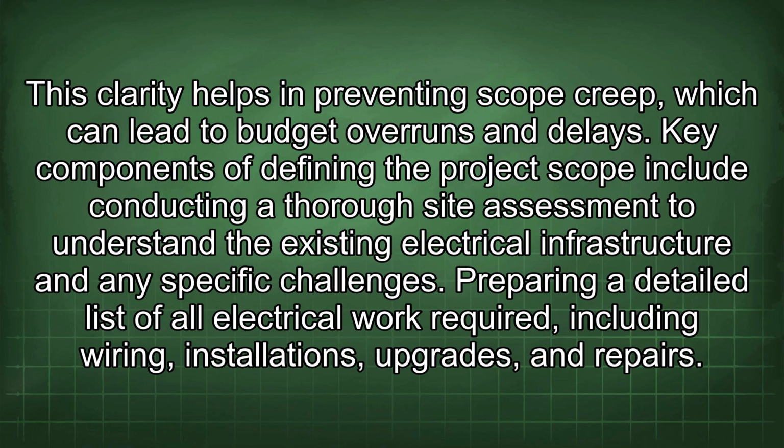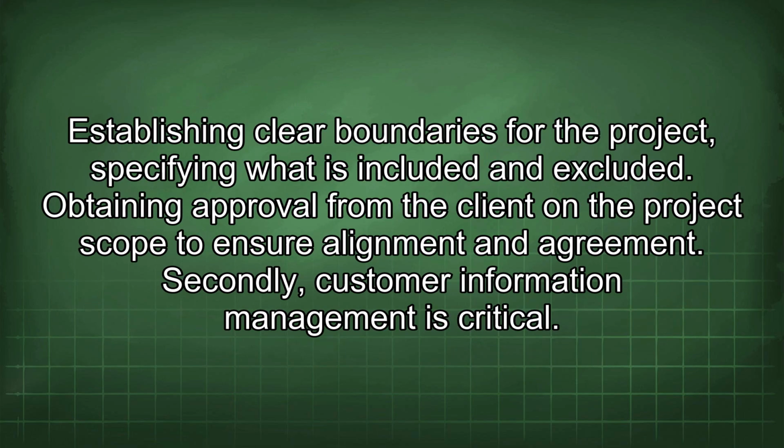Key components of defining the project scope include conducting a thorough site assessment to understand the existing electrical infrastructure and any specific challenges. Preparing a detailed list of all electrical work required, including wiring, installations, upgrades, and repairs. Establishing clear boundaries for the project, specifying what is included and excluded. Obtaining approval from the client on the project scope to ensure alignment and agreement.